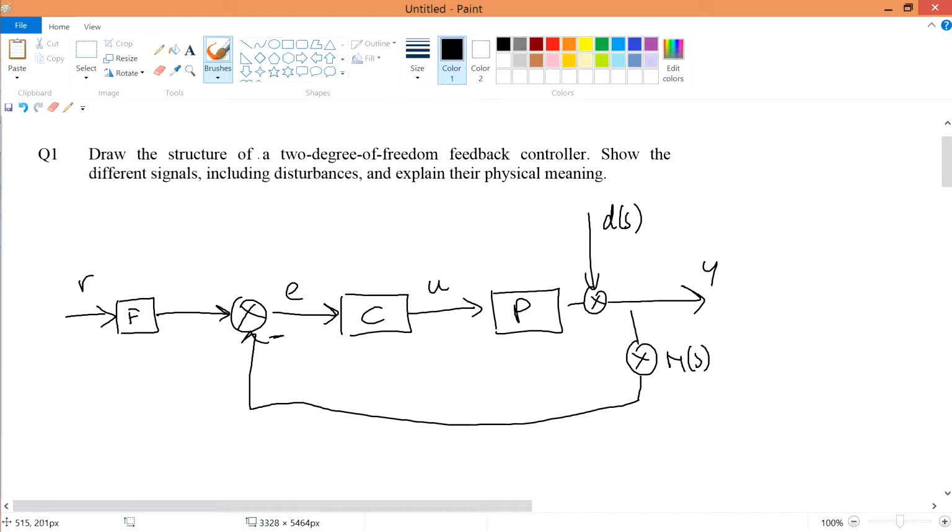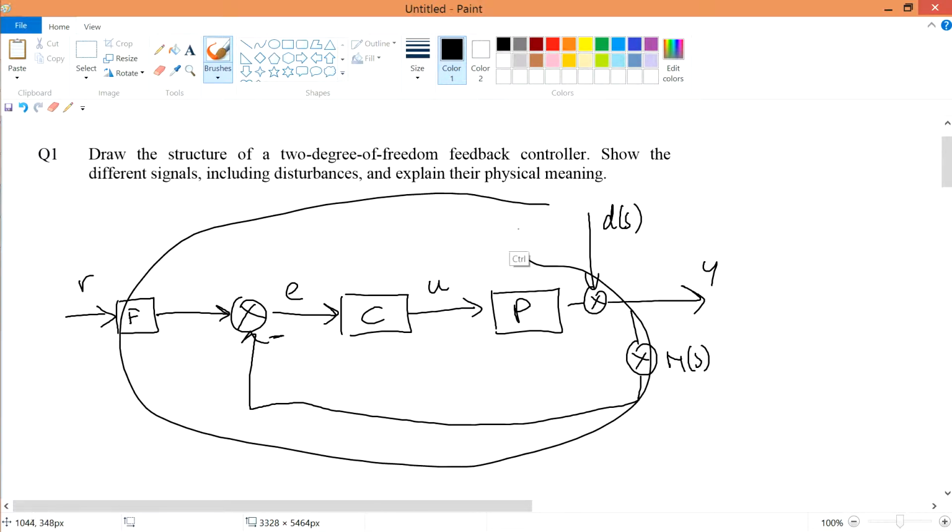The first question asks you to draw the structure of a 2 degree of freedom feedback controller and show the different signals, and explain their physical meaning. What is this all about? How is this a 2 degree of freedom structure? How is what we're drawing 2 degree?